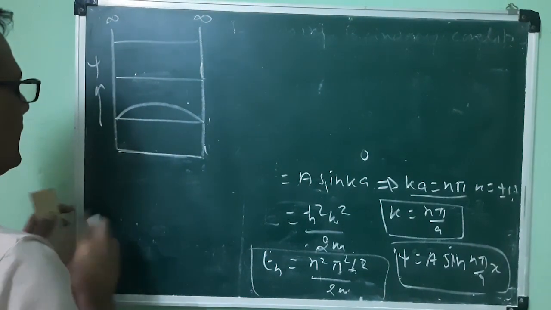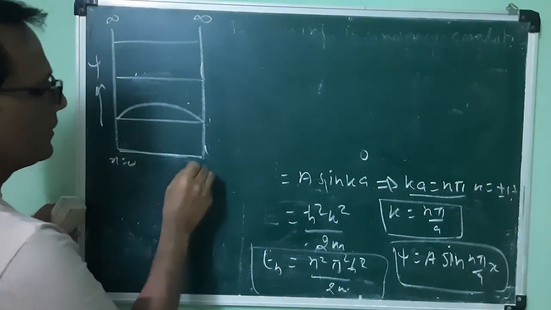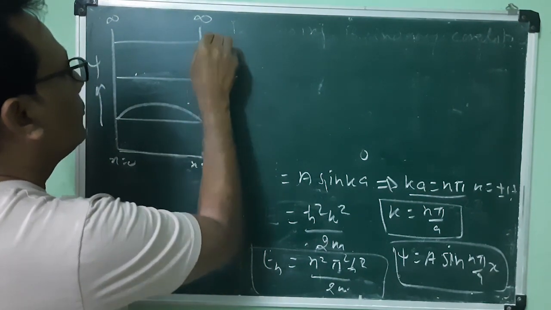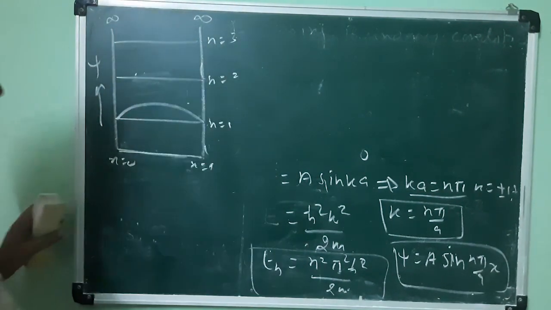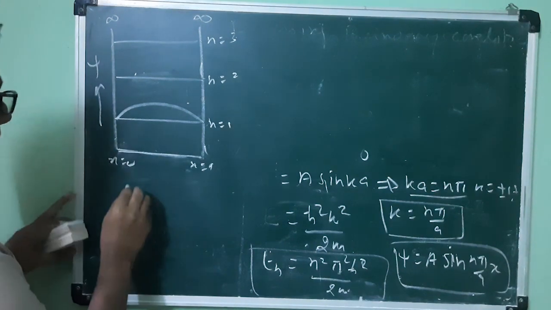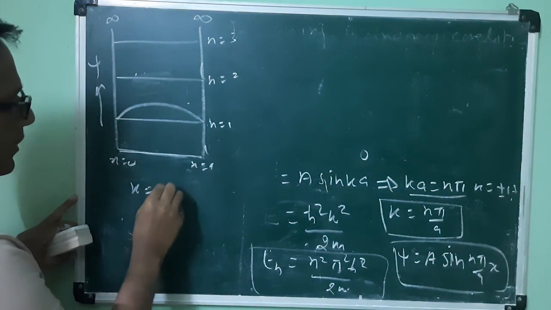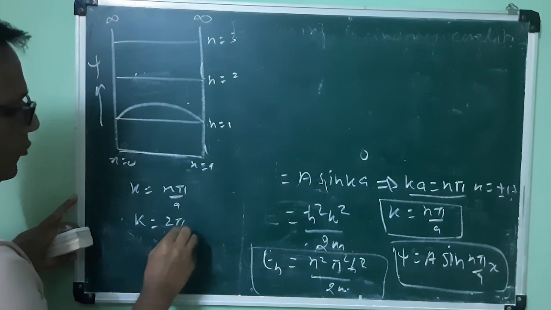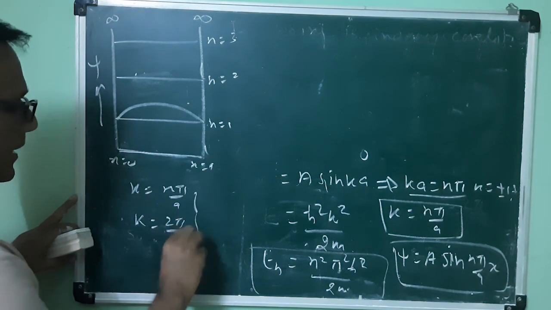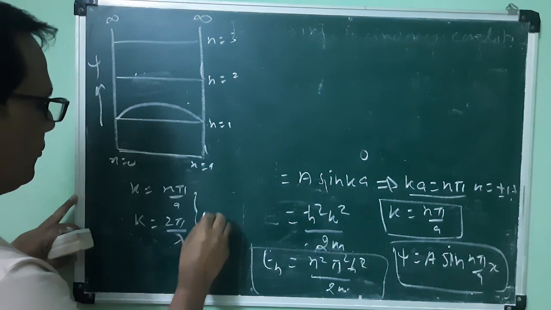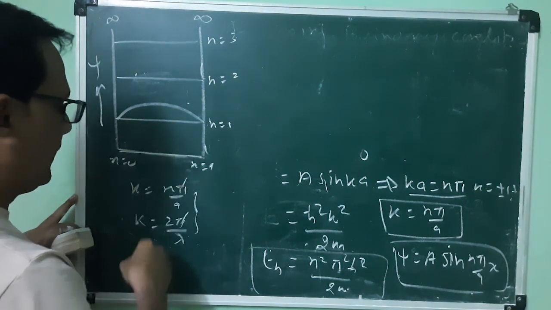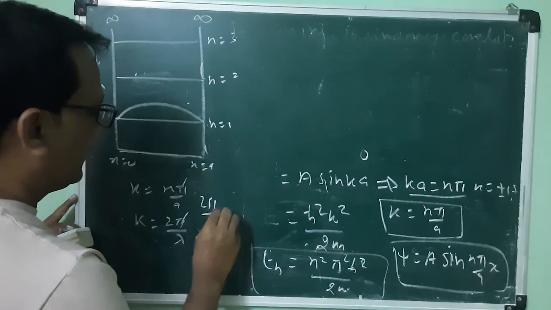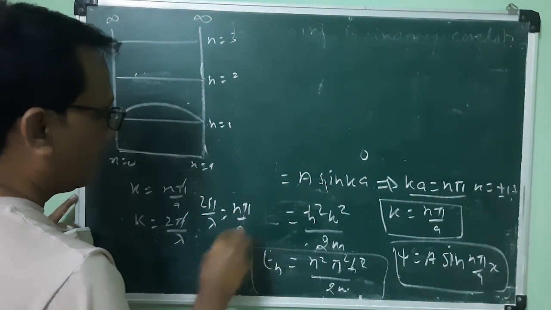How can we get this? This is x equal to 0, this is x equal to A. So this is n equal to 1, n equal to 2, n equal to 3, and so on. Since we have k equal to n pi by A, and we also know k equals 2 pi by lambda, by comparing these two, 2 pi by lambda equals n pi by A, so pi can be cancelled here.